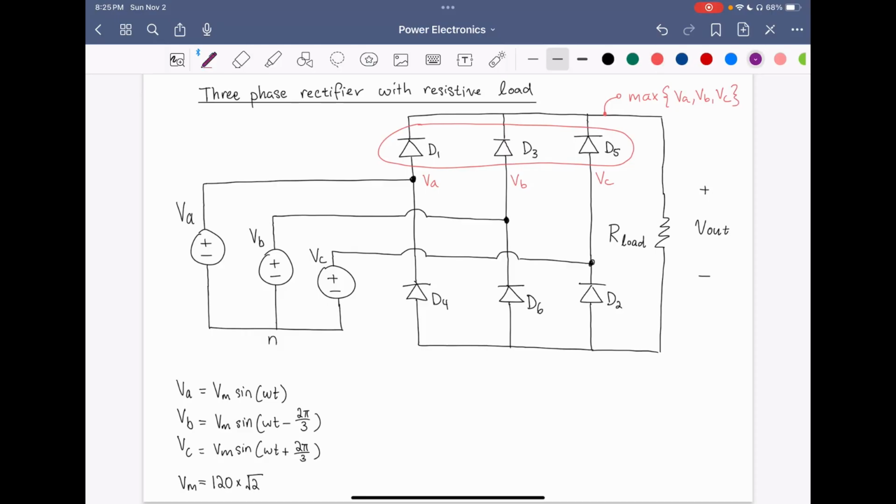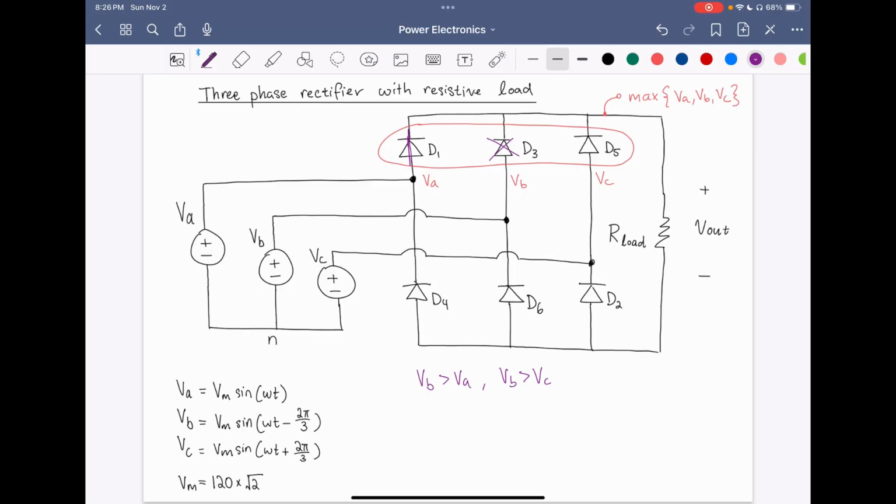Now, let's think about why this is. Let's assume at a given moment in time, we have that the B phase is the maximum. So that means VB is greater than VA, and VB is also greater than VC. So we have that B is the maximum in this case. Now, let's assume for some reason that D3 is not the one that's conducting. So let's assume that D3 is open. And let's assume that D1 is conducting, I'm sorry.